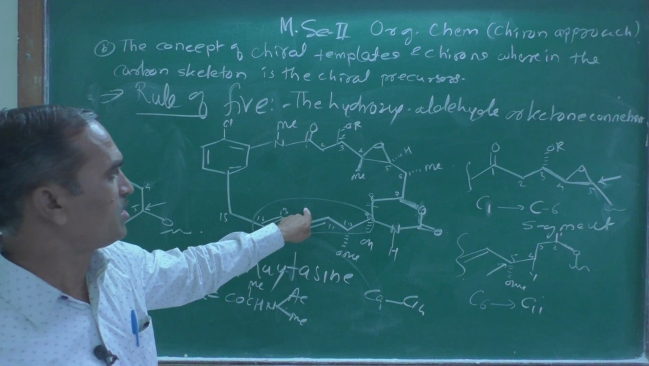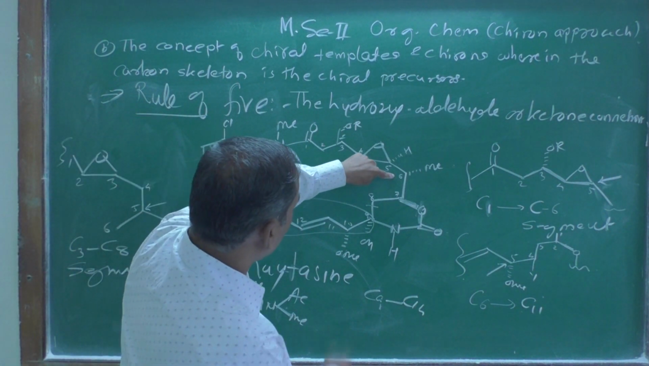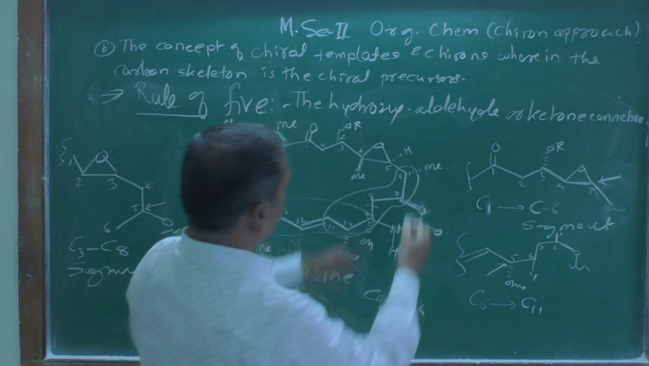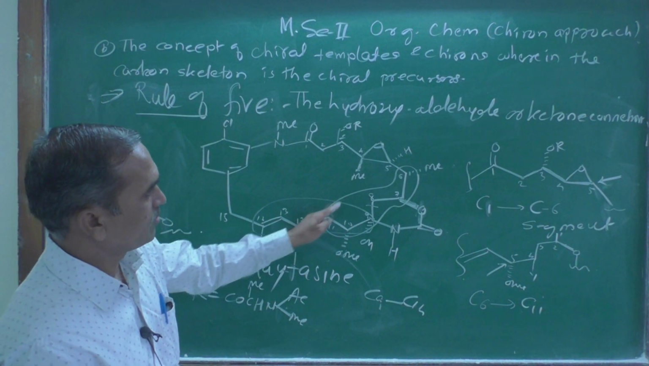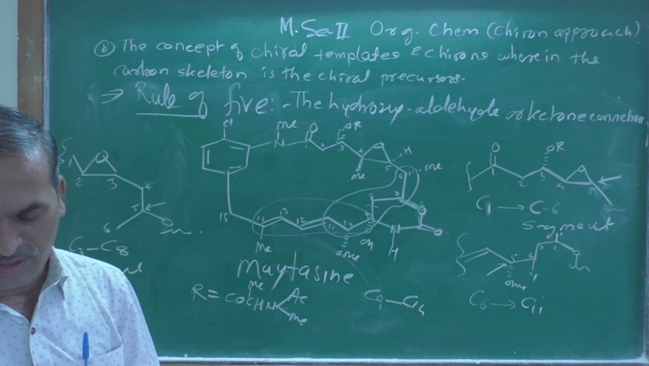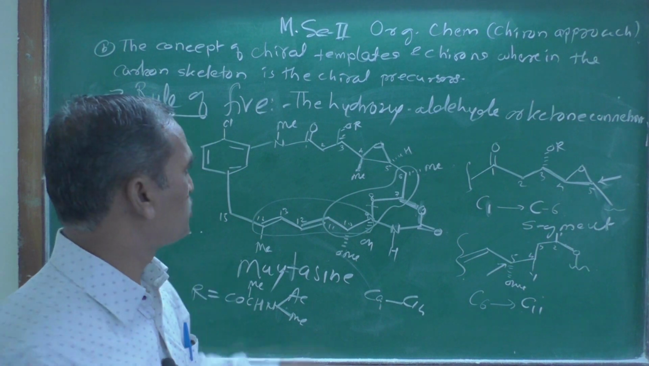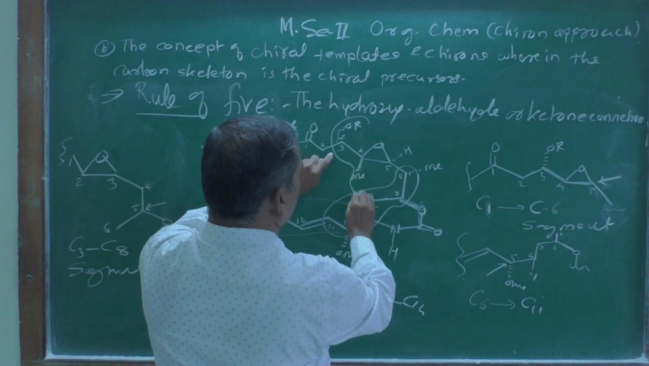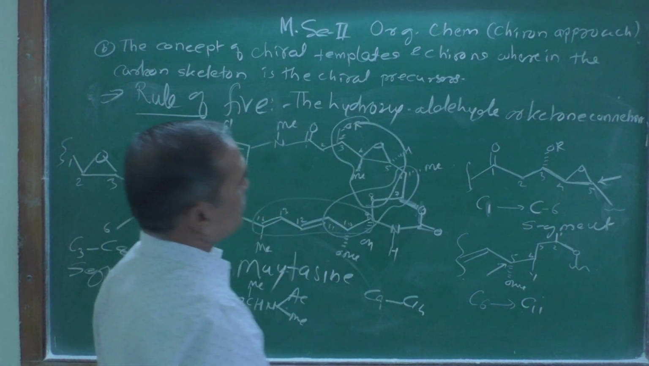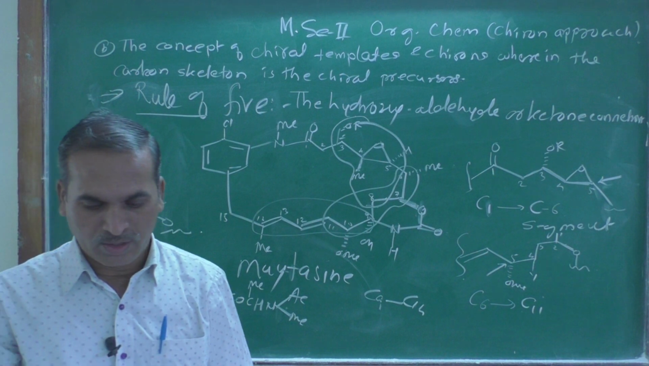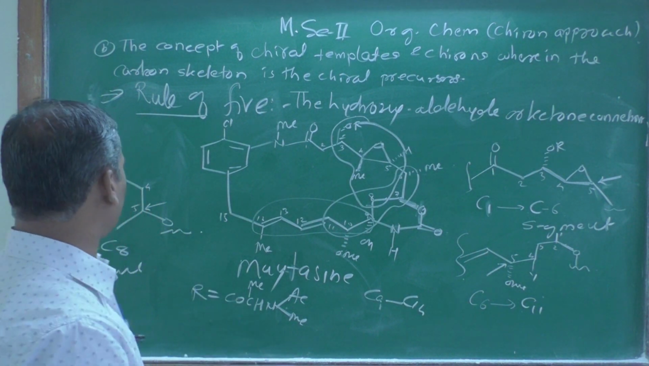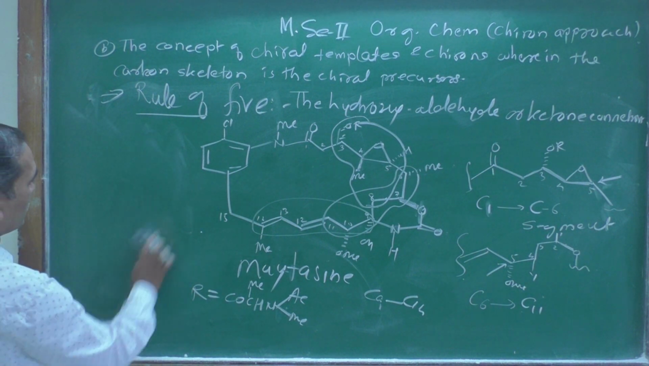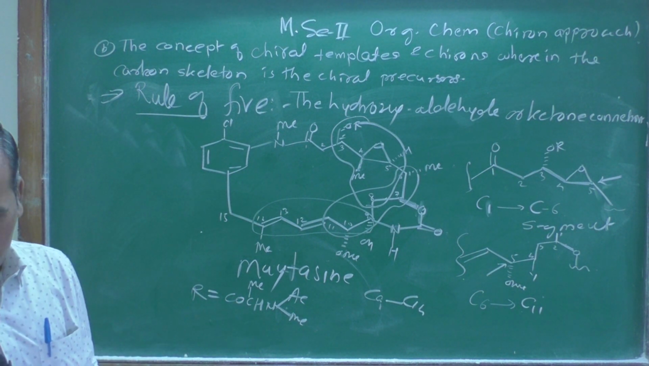Then C6 to C11, this is one of the segments. You can clearly look at here, one segment over there, and finally C3 to C8, this is one of the segments present over there. So that type of rule. But here the chiral template, what type of chiral template is present over here? These are the segments, or this is the application of this rule.